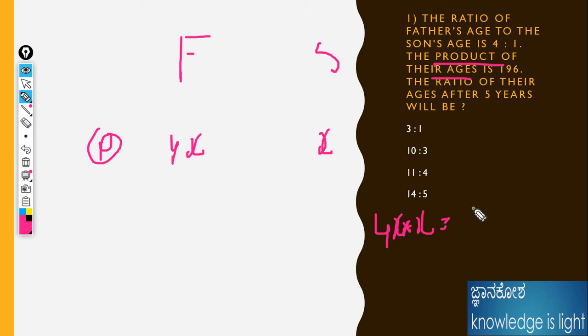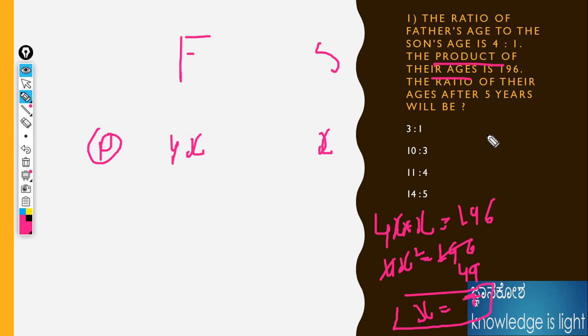196. Therefore 4x into x is 4x square, 196. Dividing, 4 on 4 is 16, 3 carry, 4 9 is 36. Therefore x square is 49, and the square root of 49 is 7. x is equal to 7. Understand? What is the question?